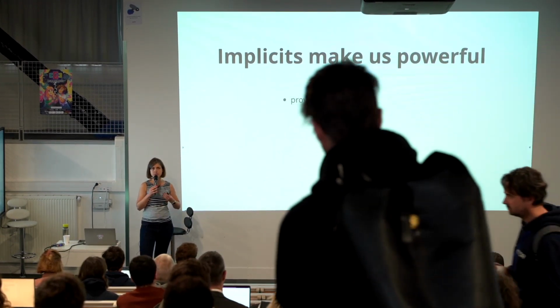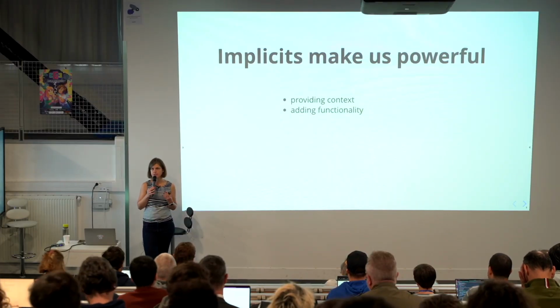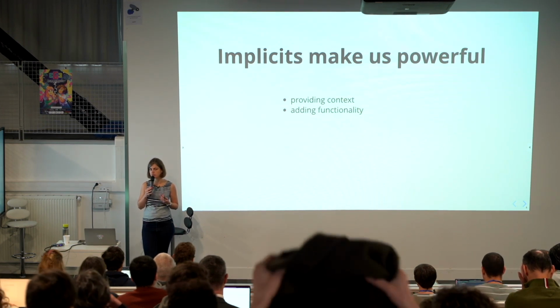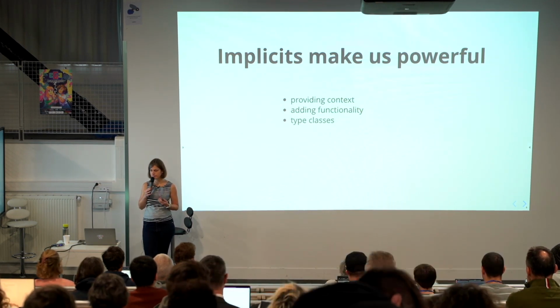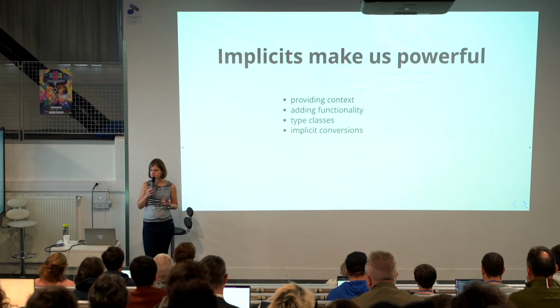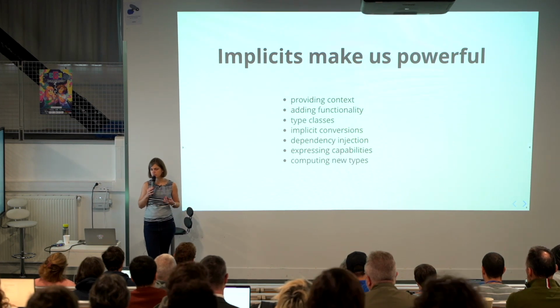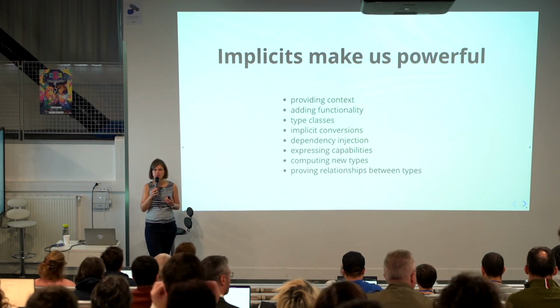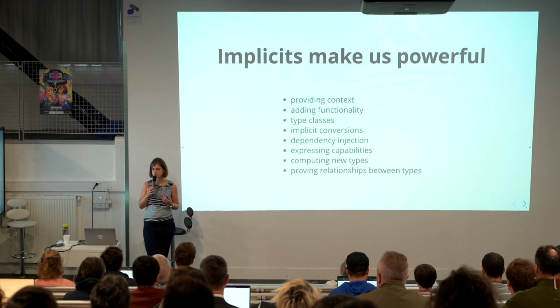So providing context is the main reason why we need implicits, but because they are a very powerful feature of the language, they can be used to achieve other things as well. They are also used widely in Scala and in libraries for things like adding functionality to your types, defining type classes, which in themselves are a very important and powerful feature, providing implicit conversions between types, providing dependency injection, expressing capabilities, computing new types, and proving to your compiler some relationship between the types. So for all those goals, for all those needs, you can use implicits.